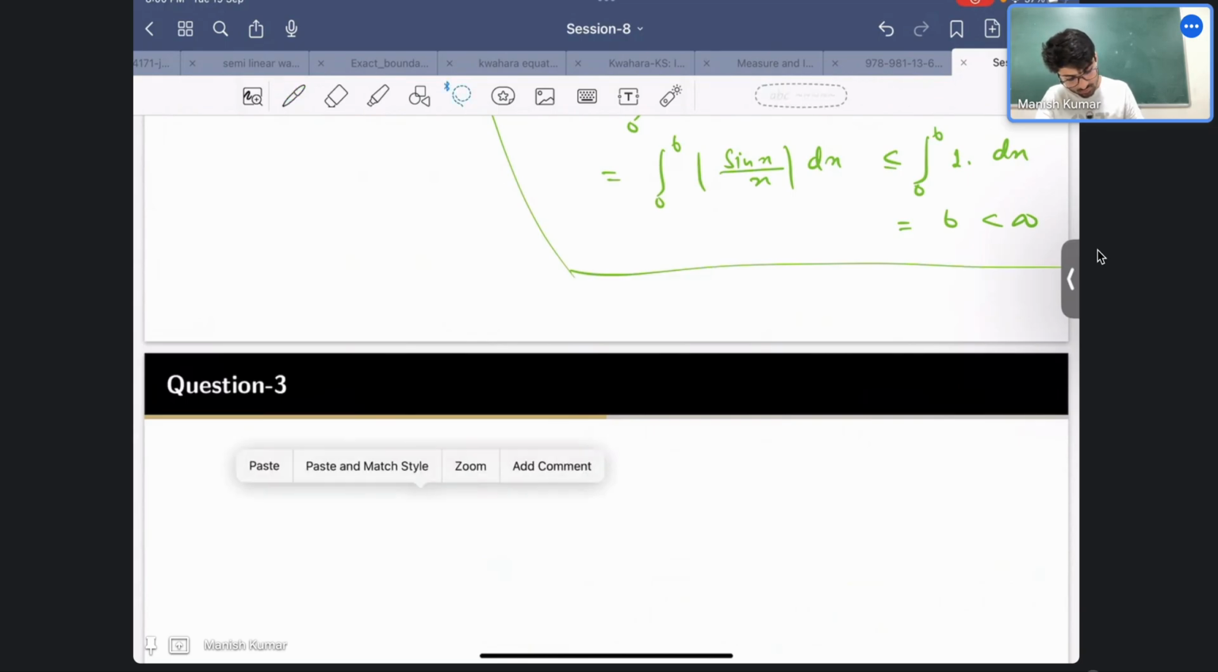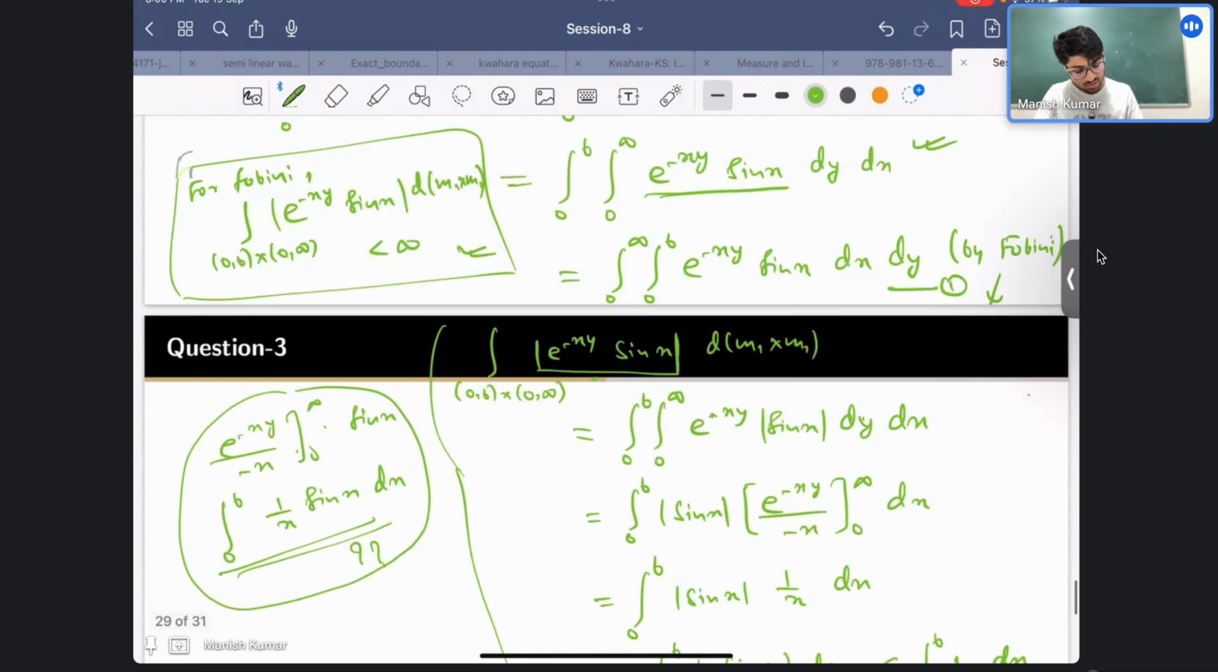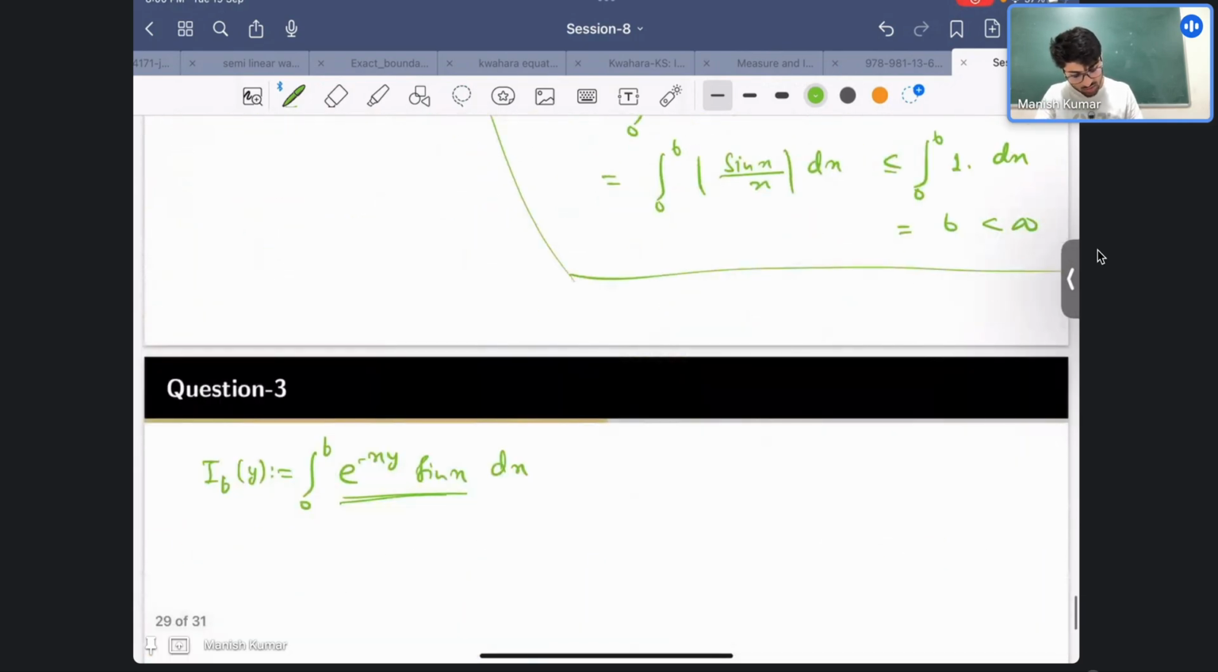Let us first try to see this integral. Here b is there, so you can consider this as a function of b. For fixed b, if you integrate this, you'll get something in terms of y possibly. So I'm writing this as I_b(y), for given b and for fixed y, because y is ultimately varying from 0 to infinity. That's why I'm writing I_b(y) as this integral.